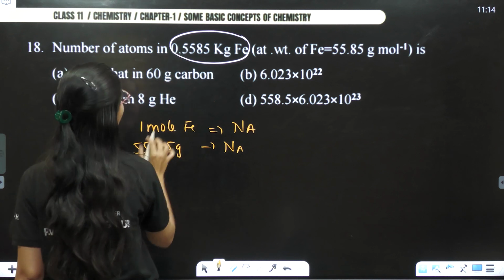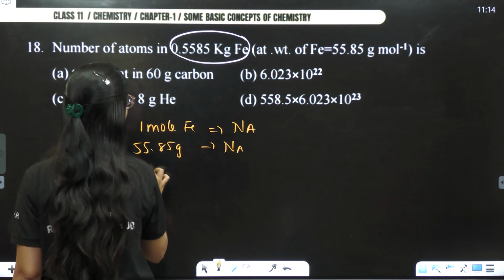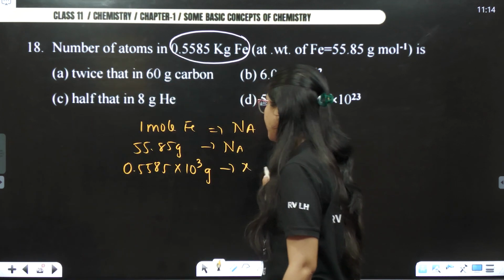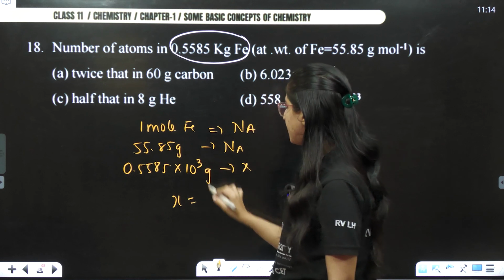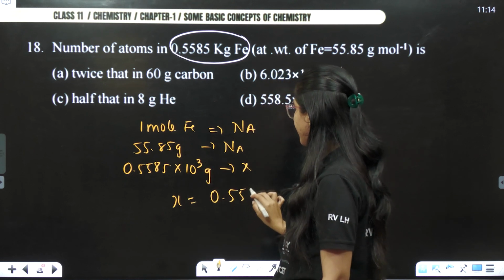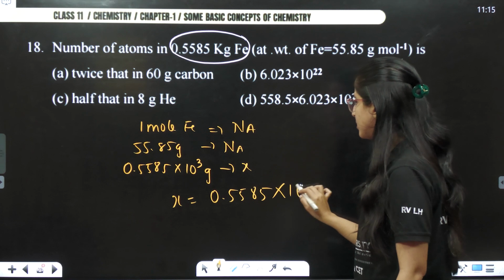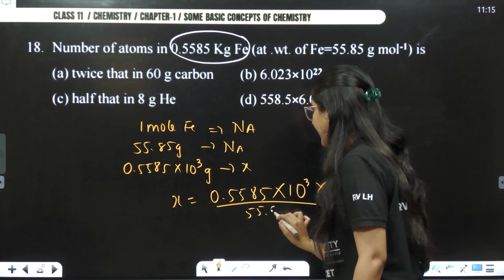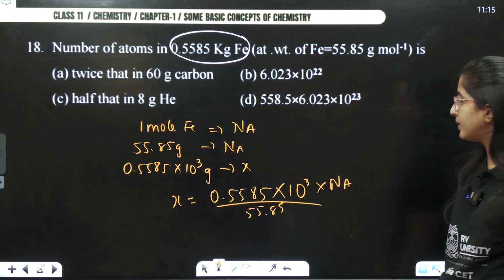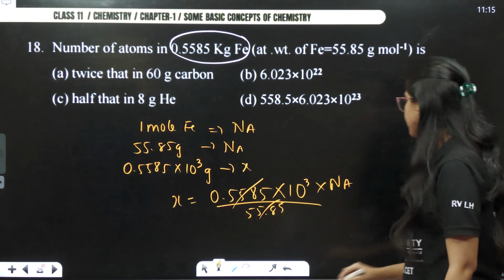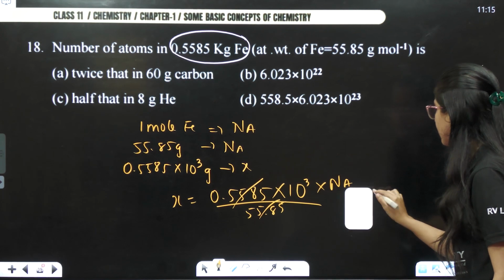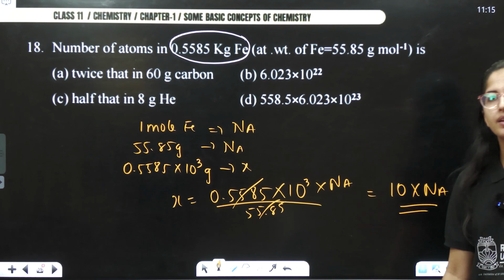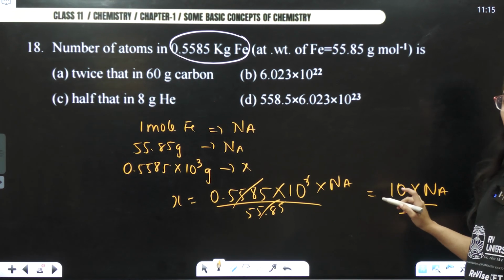Then 0.5585 kg, that is 0.5585 into 10 raised to 3 grams, will contain how many atoms? So here x will be nothing but 0.5585 into 10 raised to 3 into Na divided by 55.85. So how much will you get? So here x has to be 10 into Avogadro's number. Correct? You will get 10 into Avogadro's number.